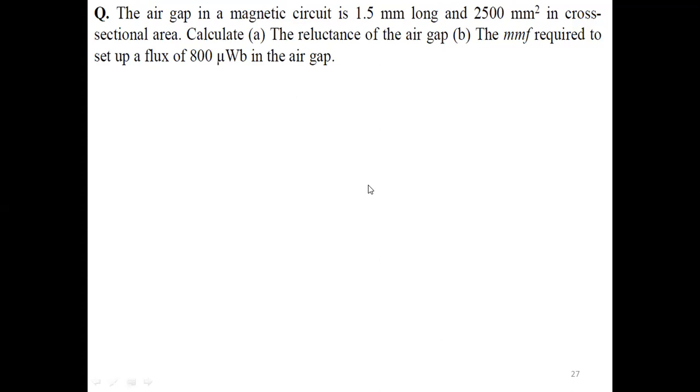What is the first one? Reluctance of the air gap. What is the S? Anyone have calculated? 2.51 into 10 to the power of 2 ampere per Weber. How much? 2.51 into 10 to the power of 2 ampere per Weber. 2.5. Any other answers? 2.5 is wrong.